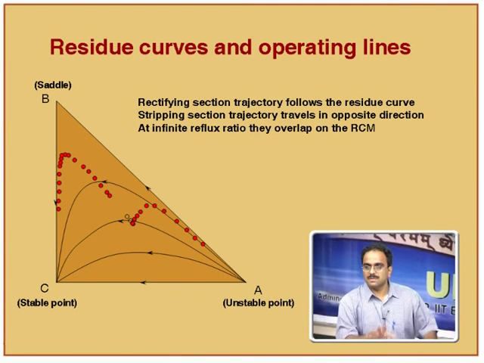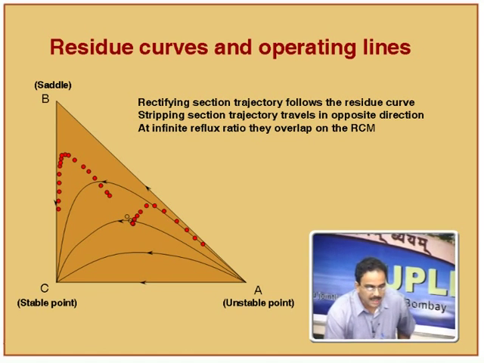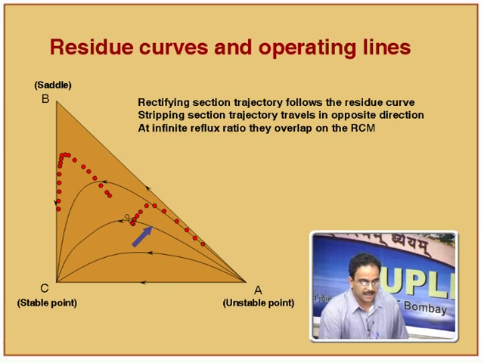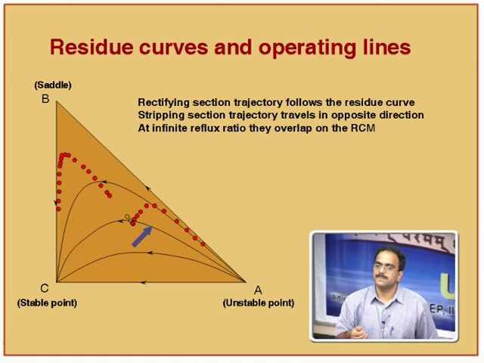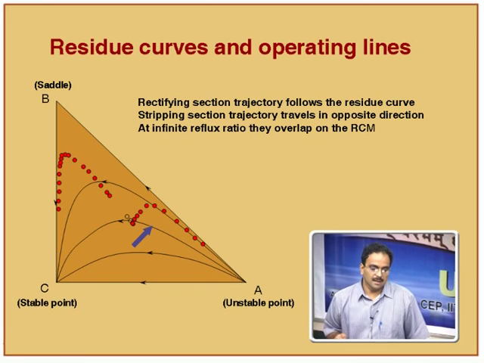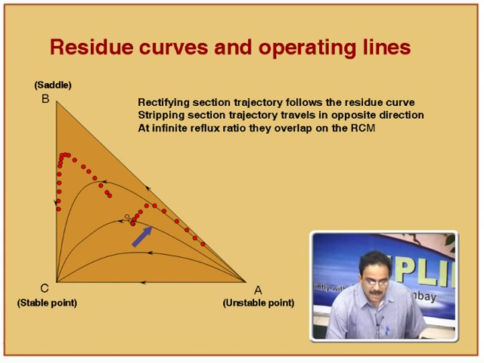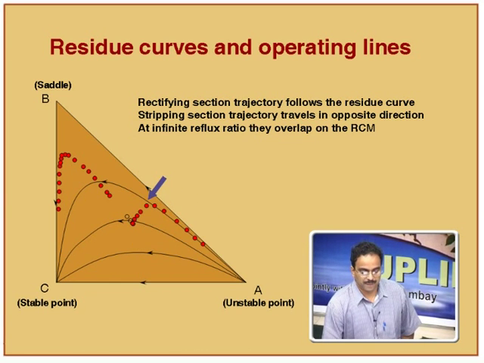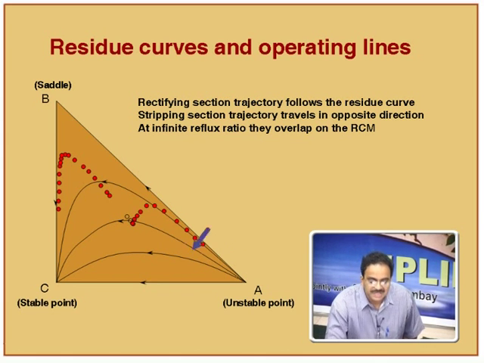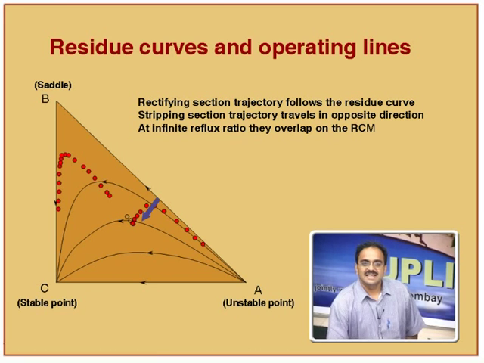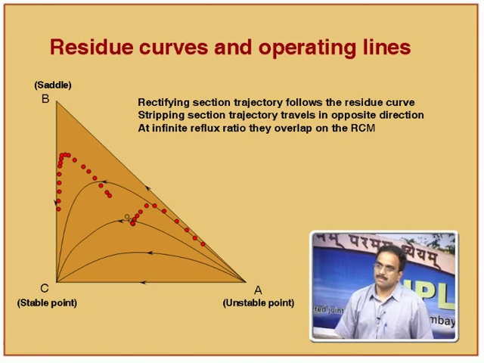You have this profile. Now, the relationship between residue curves and operating lines. Look at the residue curve. You have a residue curve map. I have just plotted the operating lines or the trajectories of rectifying and stripping sections. Look at the similarity and the difference as well. Now the rectifying section profile will go this way. Compare it with the residue curve. You have the residue curve also going this way, right? So the rectifying section profile will follow the residue curve in terms of its direction.